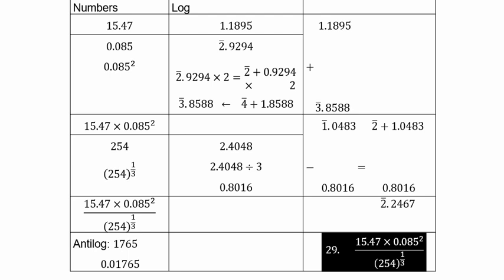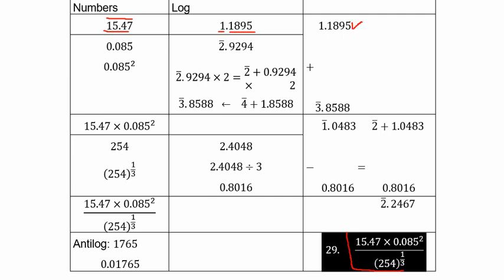So this is the problem for easy reference. For the numerator, we take the first number 15.47. The characteristic is 1. For the multiplier, you take 15 under 4 difference 7. That gives 1895. So we are done with that. So let's keep the answer somewhere here.